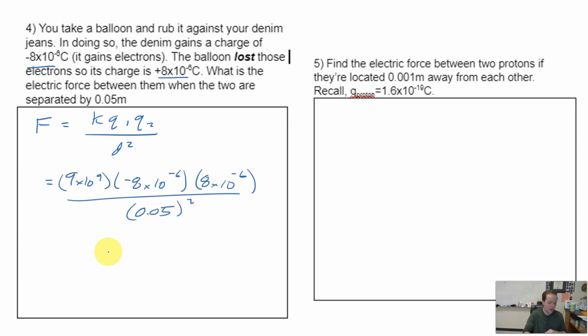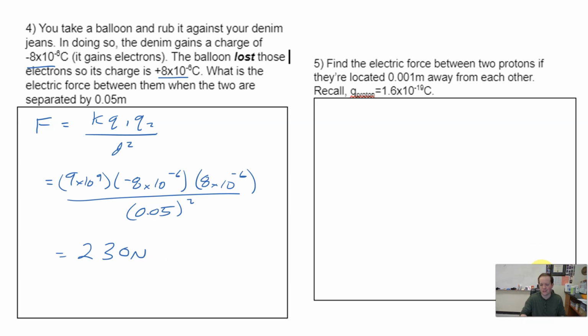Plug it into your calculator. What's the answer for number 4? I got an answer of around 230 newtons. Maybe I rounded a little different than you. If you got 229, that's probably fine. But I got about 230 newtons. I realized there was a line cutting off my head, so I floated up a little bit.